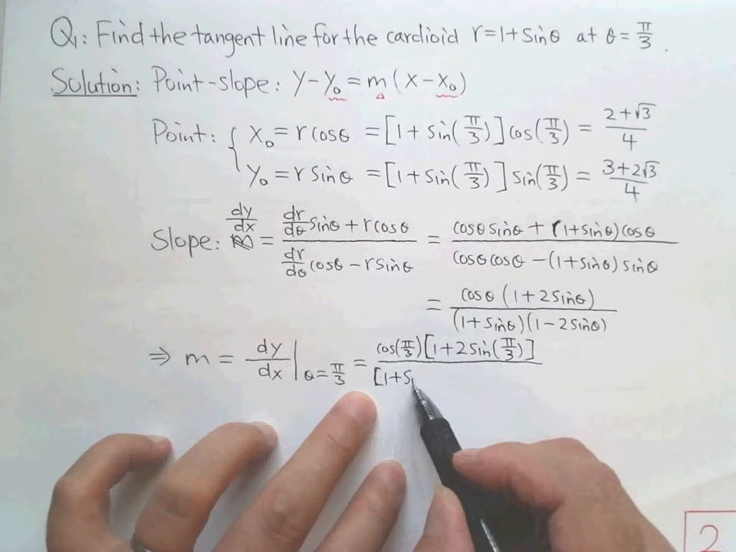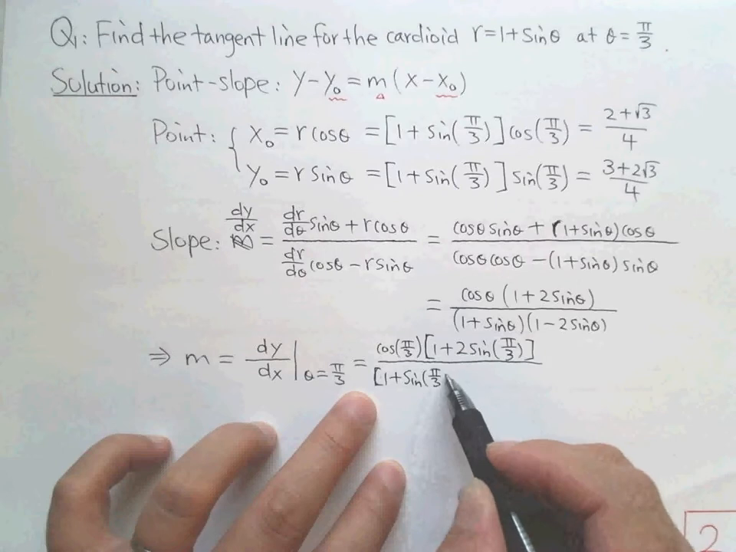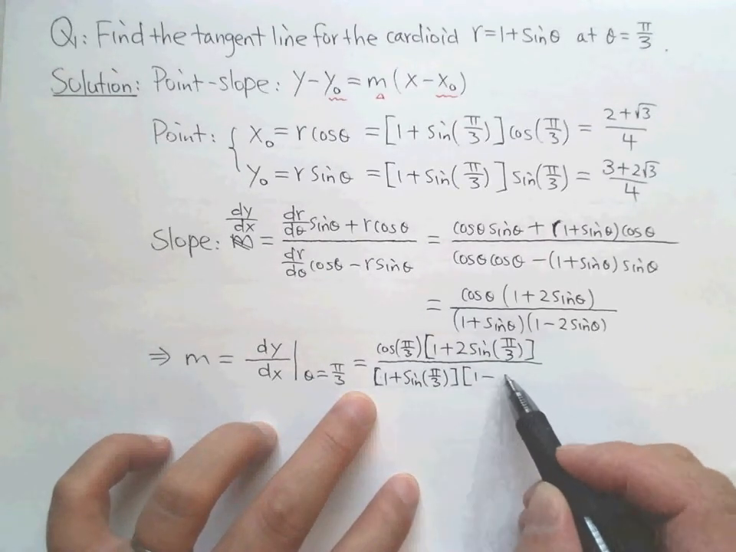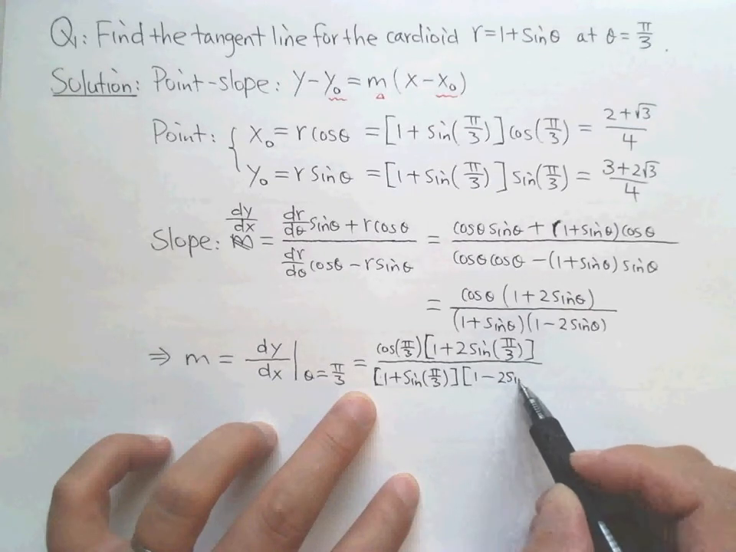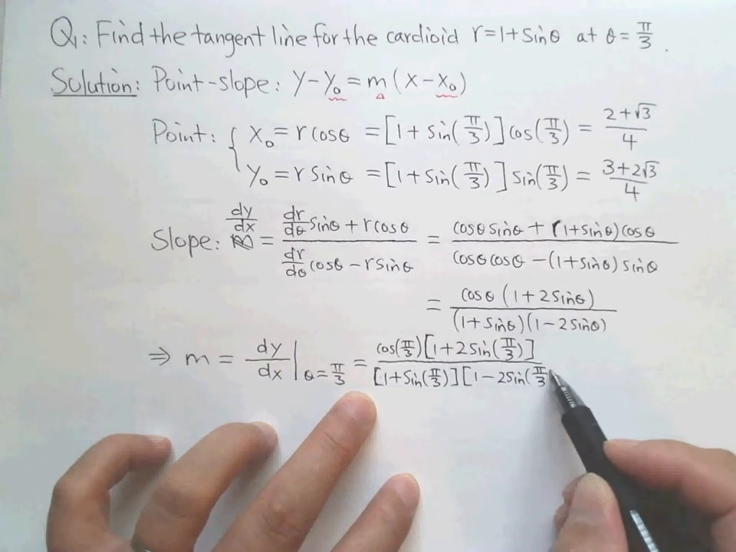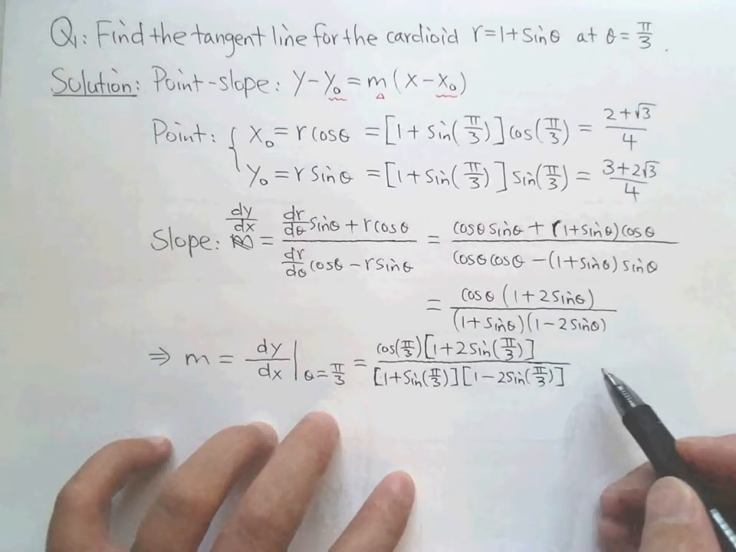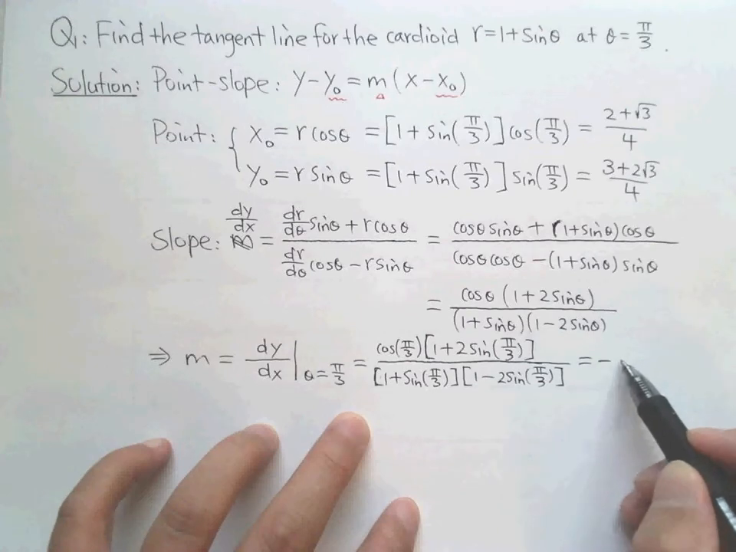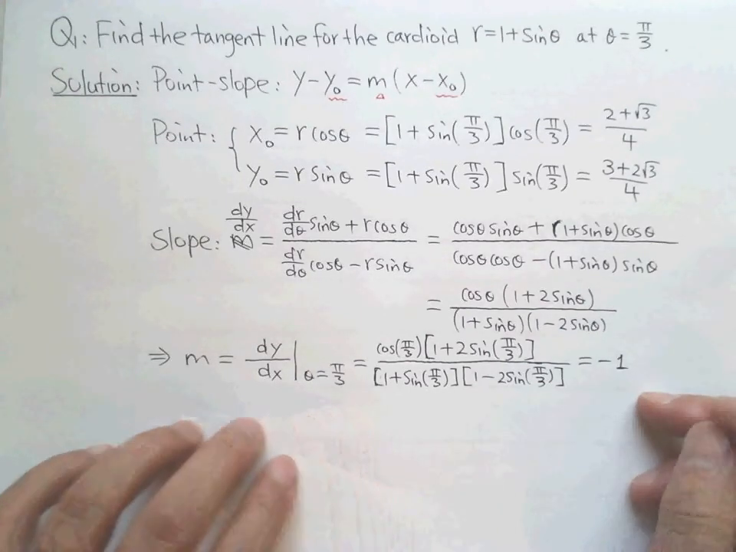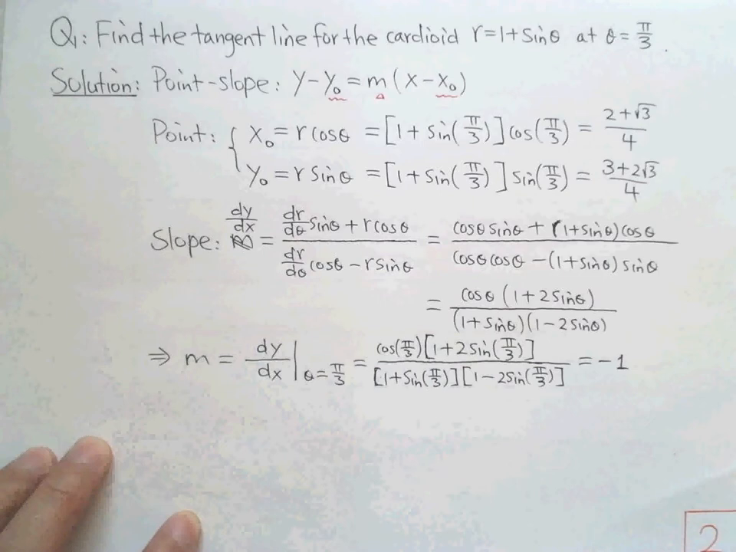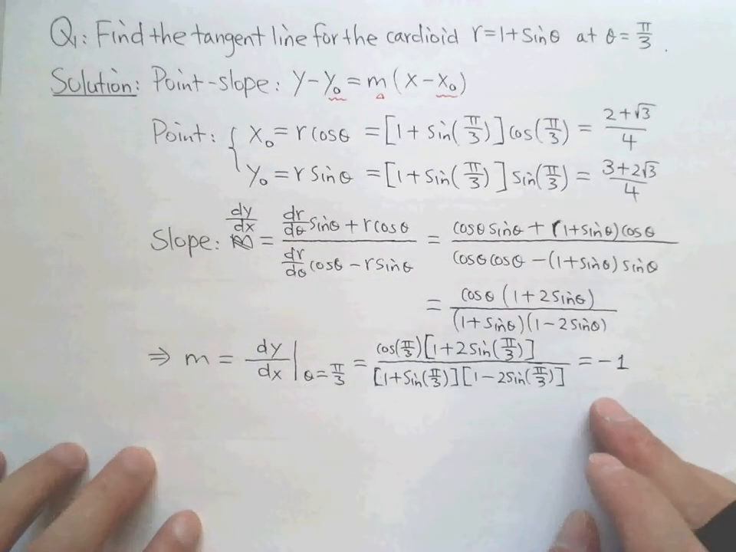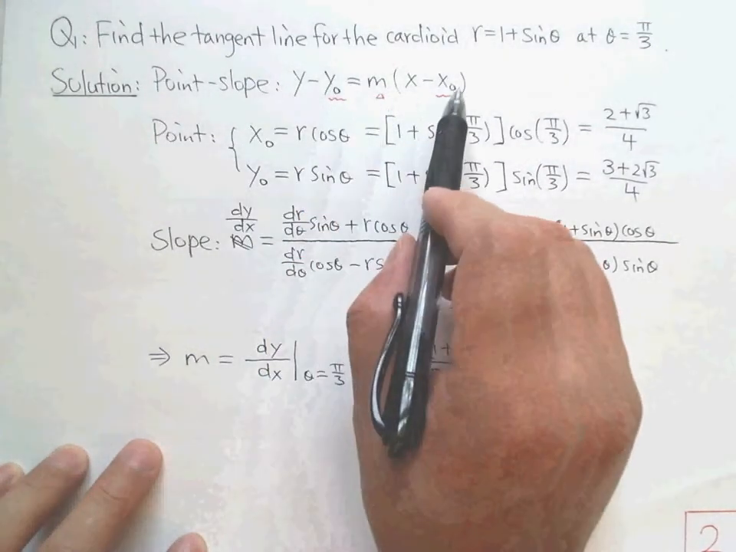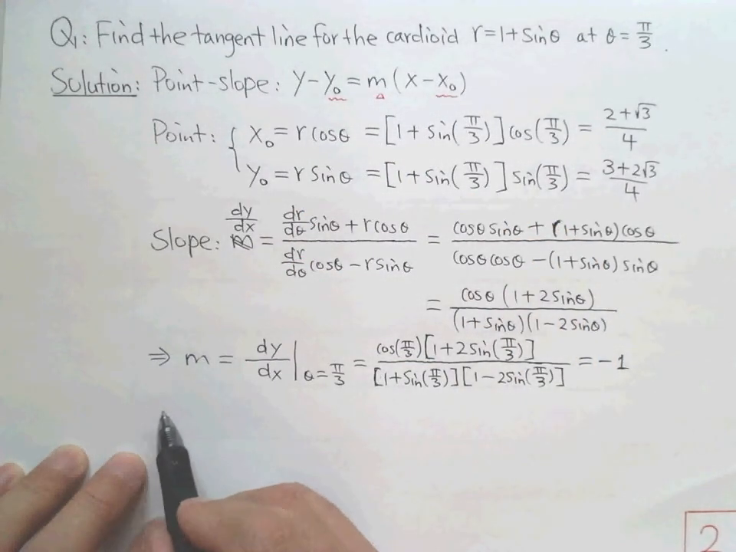1 plus sine at pi over 3, and then times 1 minus 2 times sine at pi over 3. Still longer. Okay, so plug in all these special values. What do you get? I get -1. Okay. Getting -1 means it goes down, right? y equals -x, this kind of straight line, almost. And then we know m. We know the point. Plug into the point-slope form.